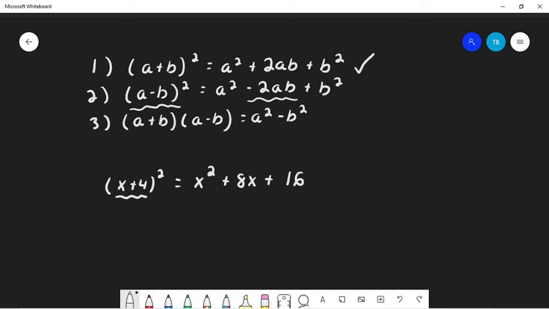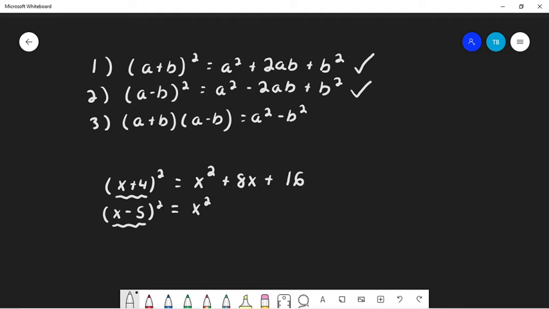So let's take a look at an example problem modeled after number 2. So we have x minus 5 squared. And again, this is modeled after number 2. So in order to evaluate this expression, we take the first term, x, and we square it to get x squared. Then to evaluate the second term, we multiply the x and the 5 to get 5x, and then double it to get 10x.